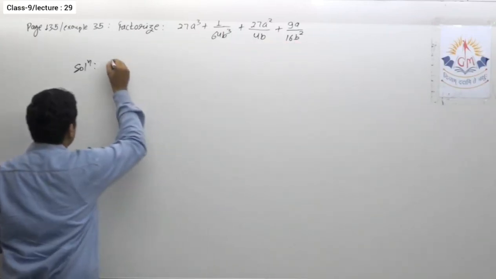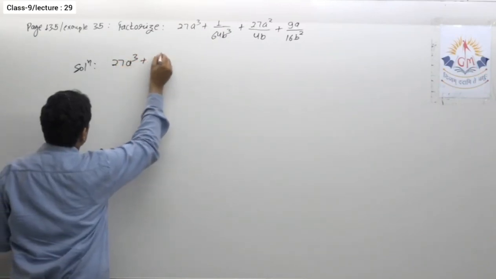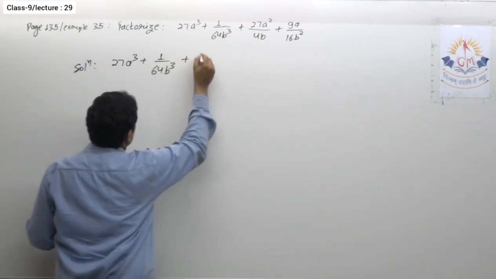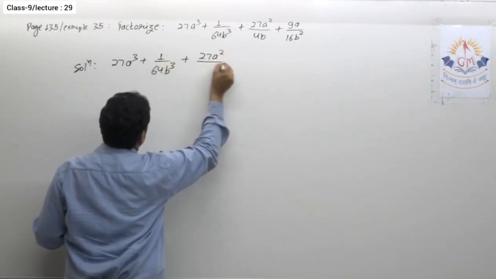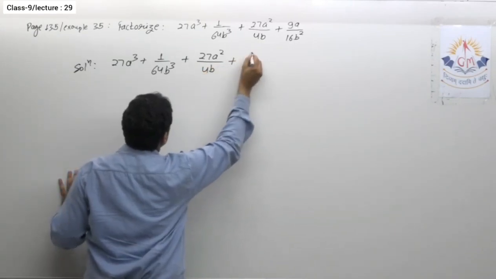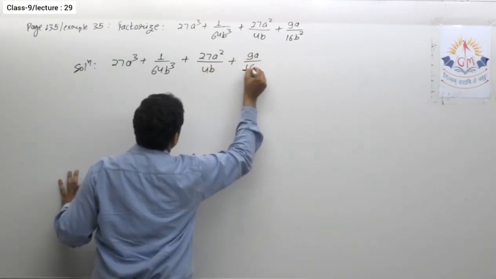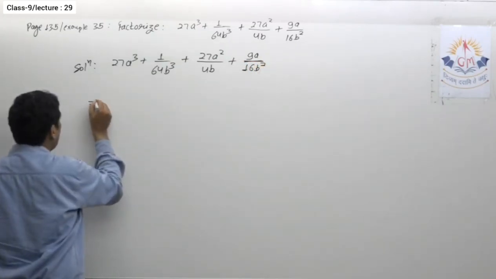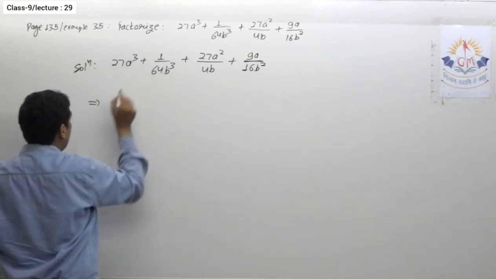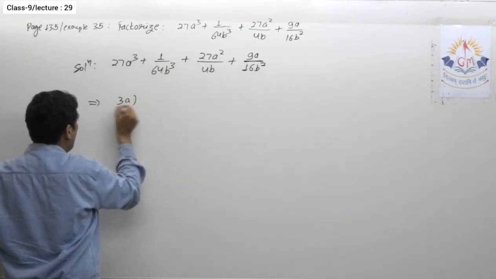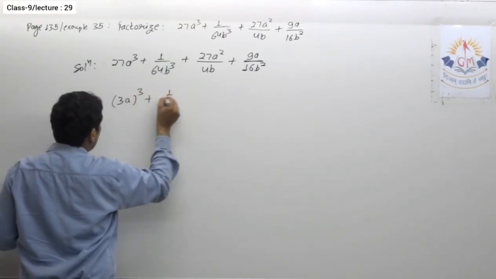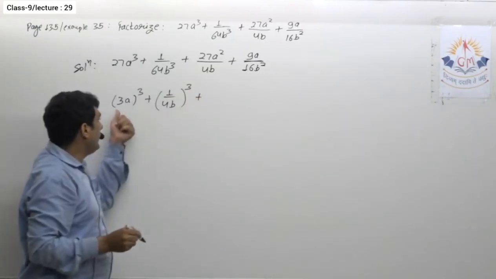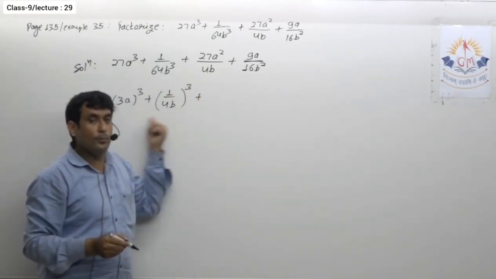So here I have 27a cube plus 1 upon 64b cube plus 27a square upon 4b plus 9a upon 16b square. Now, as I told you, the first two terms I am writing in the form of exact cubes, that is (3a) whole cube plus (1 upon 4b) whole cube. I am assuming this is x, this is y, so x cube plus y cube.